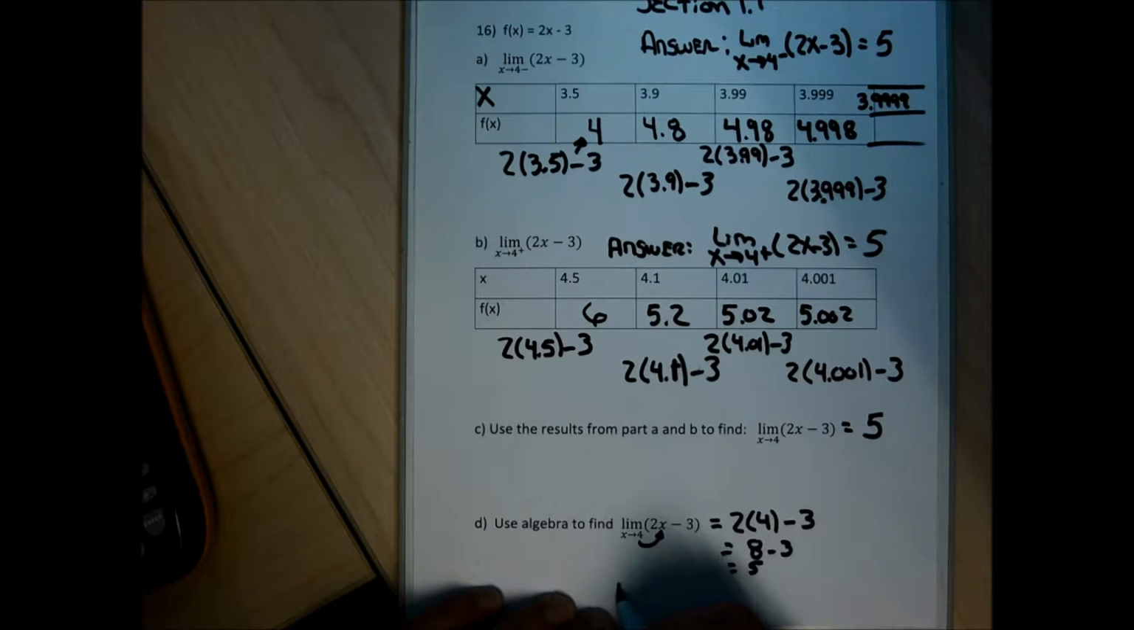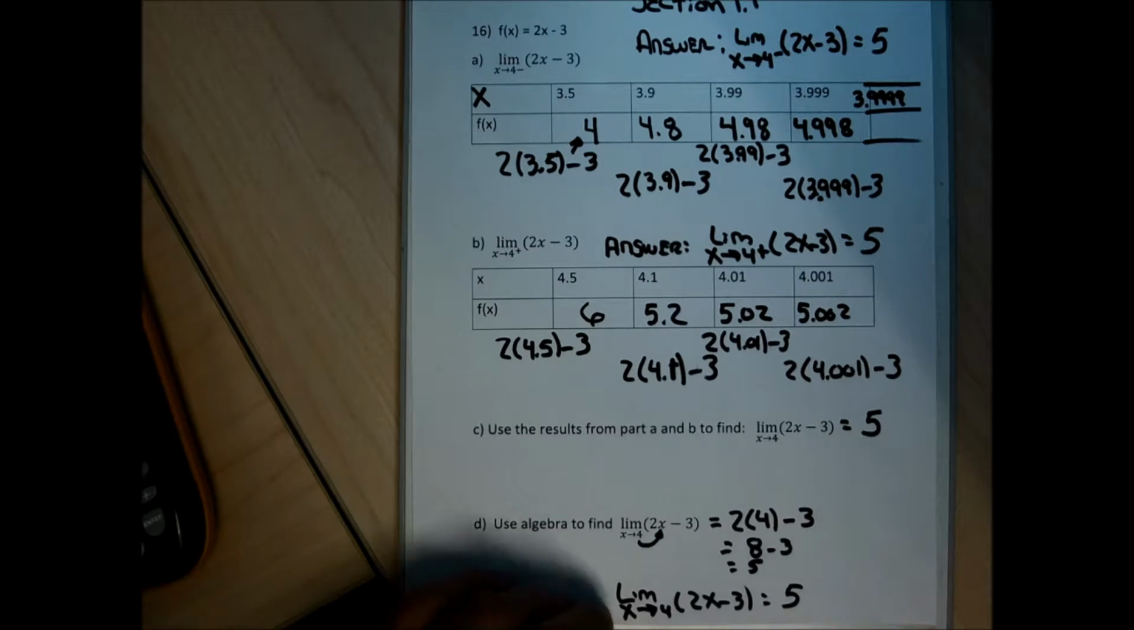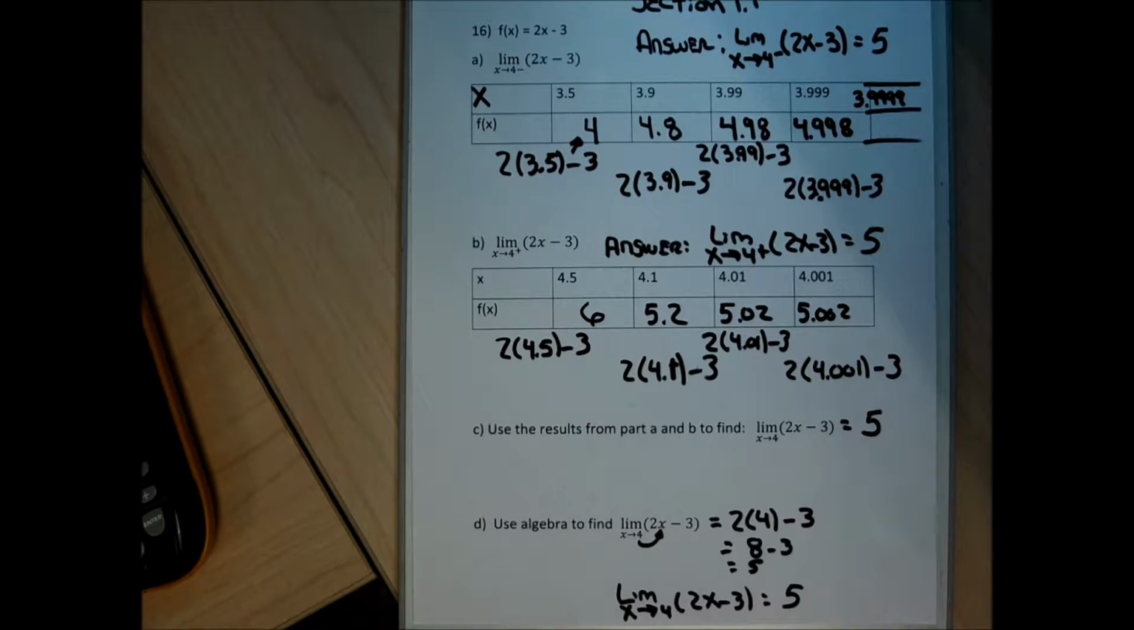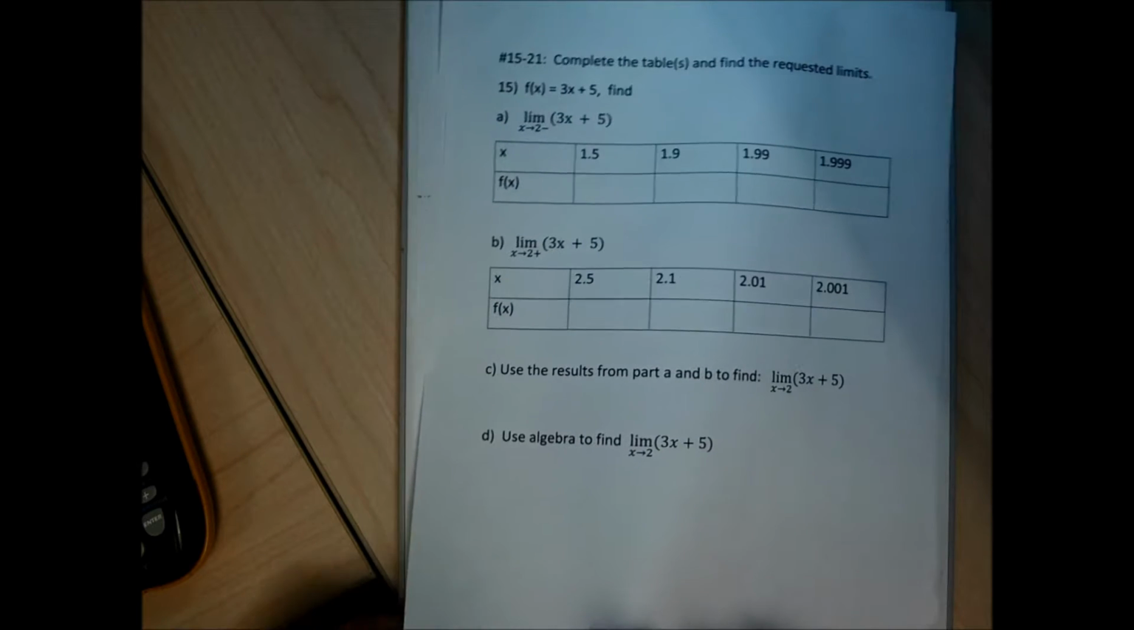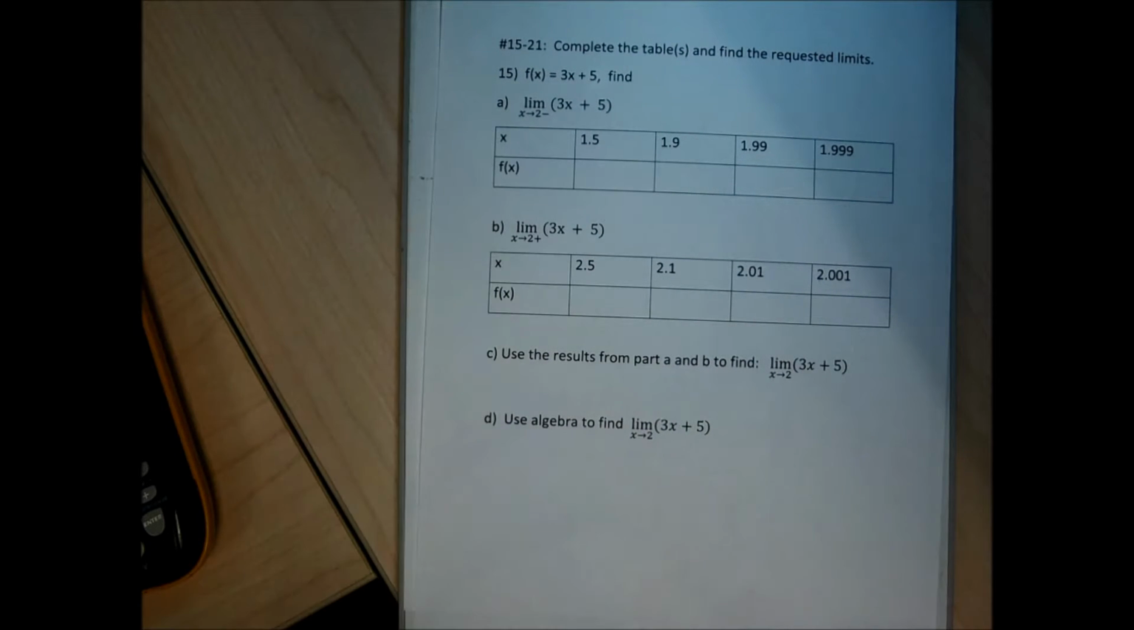So I can say for my answer, the limit as x approaches 4 of the function 2x minus 3 is 5. That's the best scenario. Using algebra to find a limit, if you just plug the number in and you get a value, that value will be what the limit is. So hopefully that's enough for you to do problem 15. Possibly enough for you to do problem 17, but I don't think so.